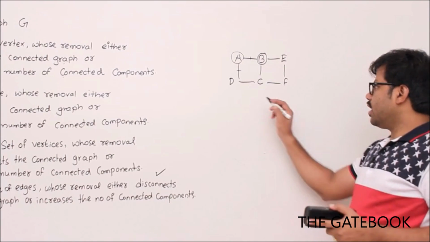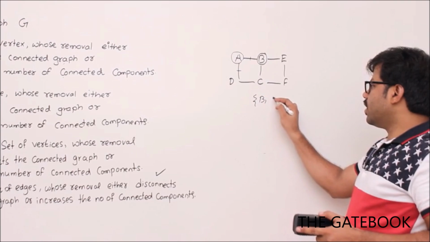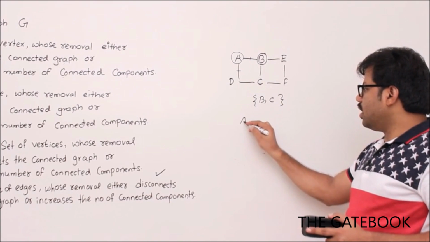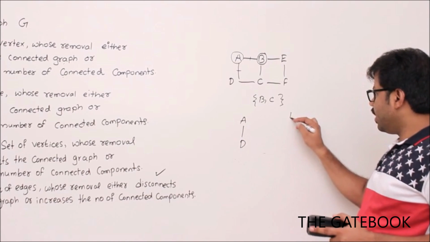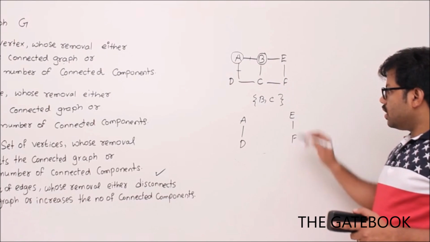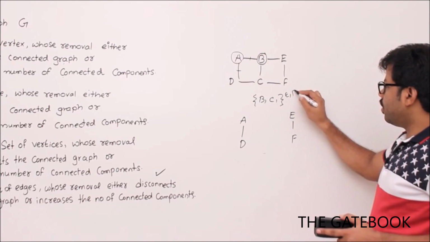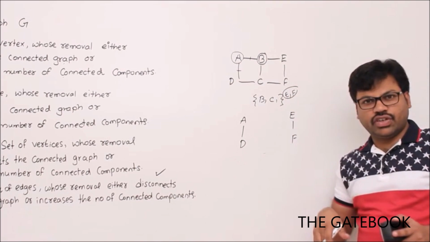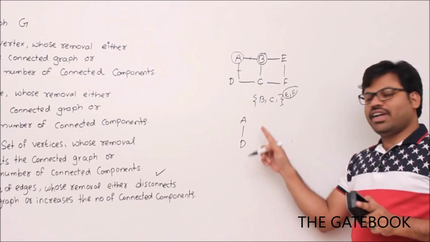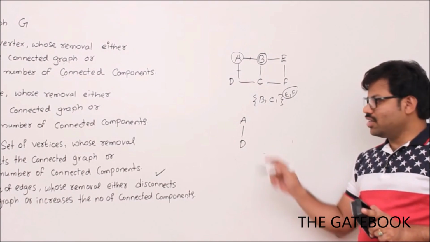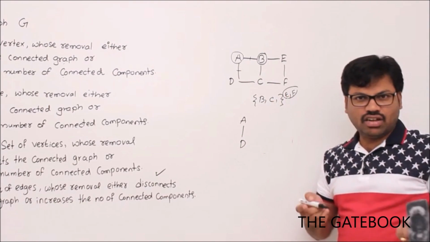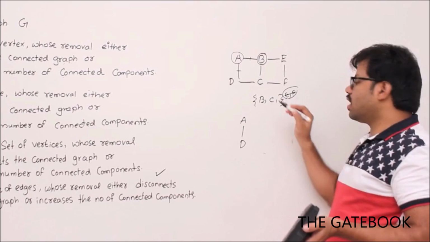So we have already seen the example: B comma C is a cut vertex set, isn't it? Yes. So if you remove BC, you get AD and EF, correct? Now if I add E comma F to it, a few more vertices to the cut vertex set, then these vertices will be gone, and the resultant component is now connected, isn't it?